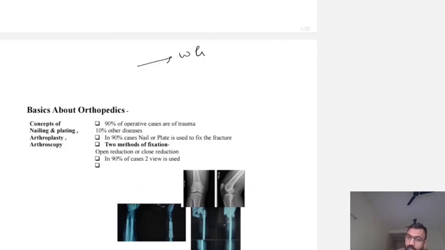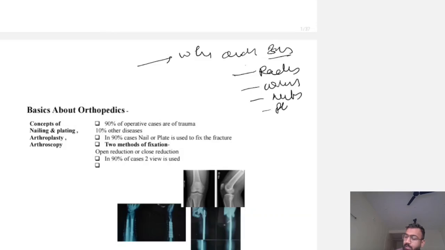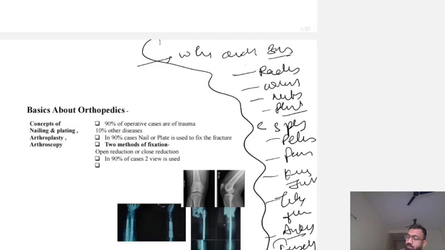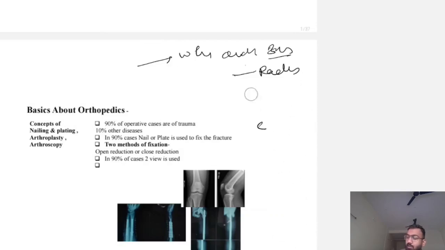What are the topics we will cover? What are the bones we will cover in orthopedics? Let's start from the clavicle. So clavicle fracture, then shoulder joint, then arm humerus, then elbow joint, then radius ulna, then wrist joint, then metacarpals, phalanges, then in the spine, pelvis, femur, knee joint, tibia and fibula, ankle joint, tarsals, metatarsals, phalanges. So fractures of these we have to see in orthopedics. We did not cover rib fractures because that is a part of surgery.